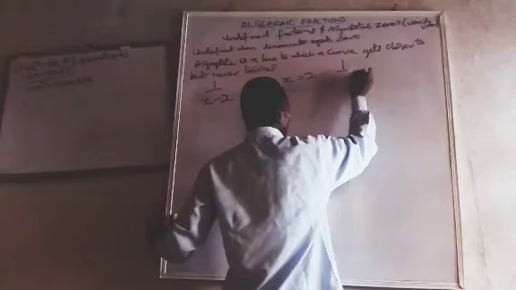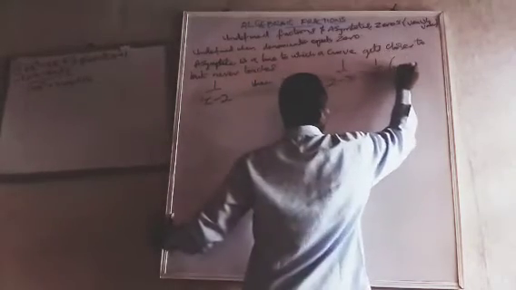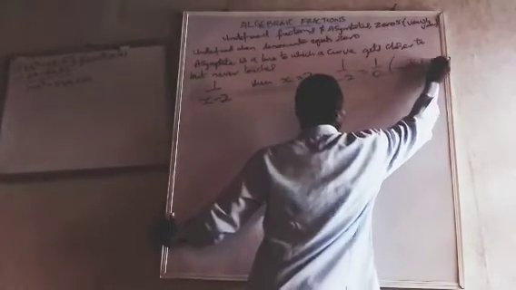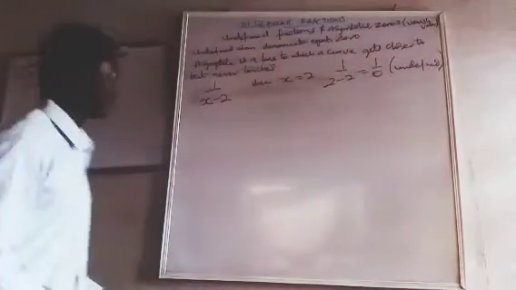You understand? So we are going to have 1 over 2 minus 2. So, undefined. So you might be asked to find values like this, depending on how the question is set.